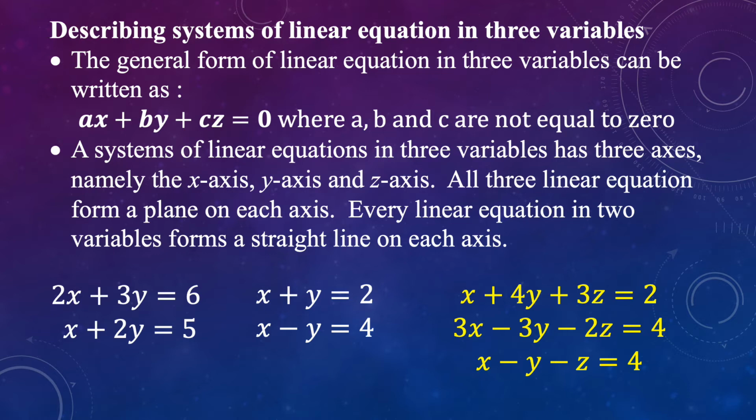All three linear equations form a plane on each axis. So this linear equation will form a plane. Then every linear equation in two variables forms a straight line on each axis. Meaning that x plus 4y equals 2 will form a straight line, 4y plus 3z will form a straight line, and then x plus 3z will form a straight line. So there are three straight lines. You combine them, it will become a plane. Later on we will see how to sketch the graph.